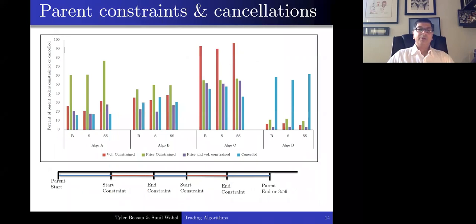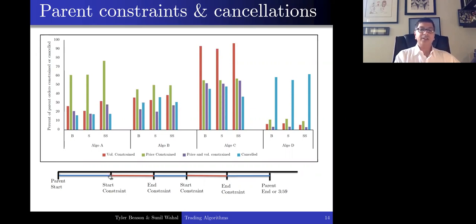Let me talk briefly about constraints and cancellations. And before you look at the picture up here, let's look at the picture down here. This is the way constraints work in these algos. Let's suppose the parent starts here, and it might have a price or volume constraint. The price constraint might be a parent limit price that says, don't buy above $50 a share. And when the price crosses $50 a share, that constraint kicks in. For a volume constraint, it might be something like, don't be more than 3% of volume over the last five minutes, or whatever it is.